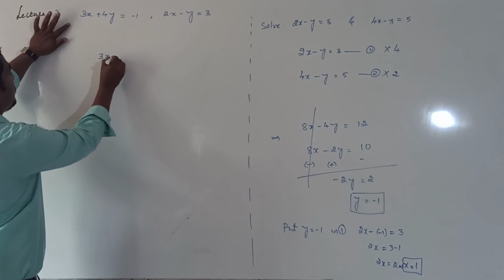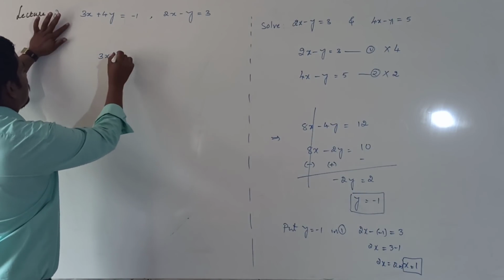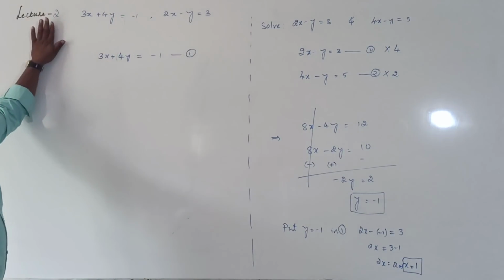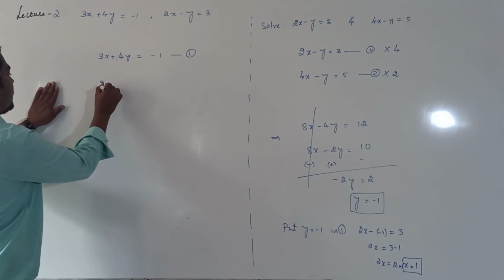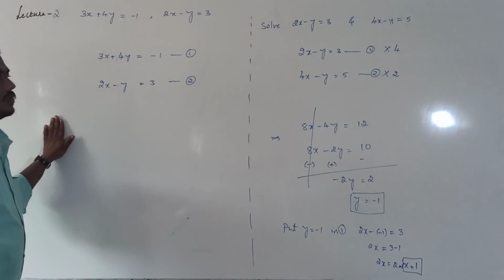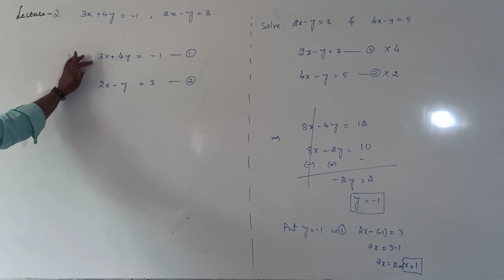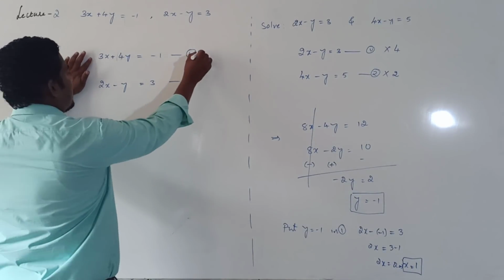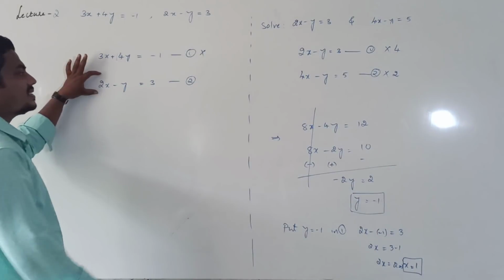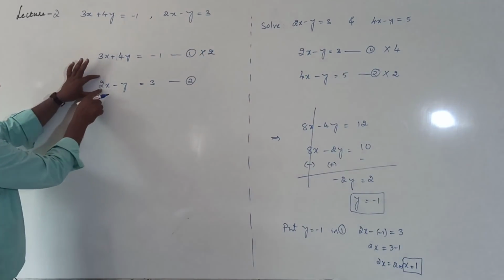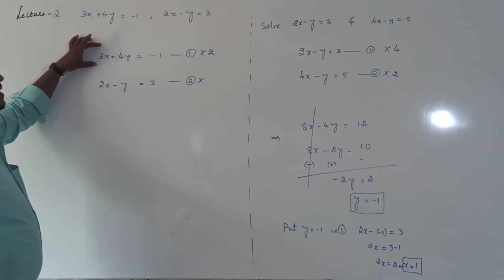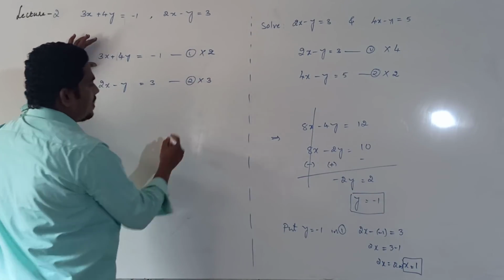Take 3x plus 4y equal to minus 1 as equation number 1, and take 2x minus y equal to 3 as equation number 2. Now just equalize the coefficients. For that, multiply equation number 1 with the coefficient of x in equation number 2. What is the coefficient of x? That is 2. Multiply equation number 2 with the coefficient of x in equation number 1.